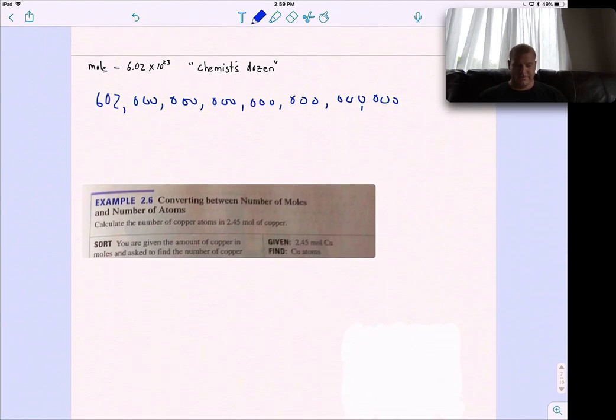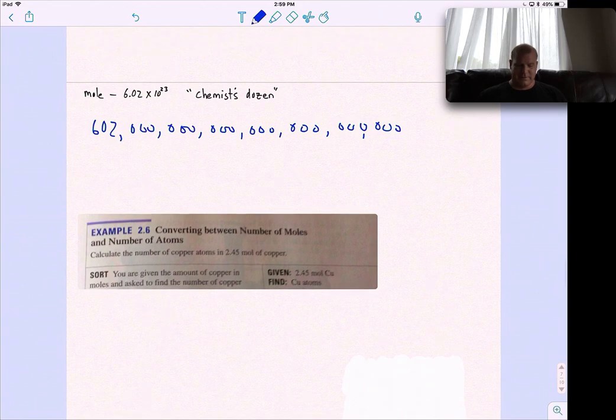Okay, so moving on, we have the next concept called the mole, sometimes referred to as a chemist's dozen. So we sometimes use bigger numbers to describe other numbers. For instance, a gross. A gross is a dozen dozen. If you order pencils, they sell them by the gross or the half gross. A half gross is 6 dozen pencils.